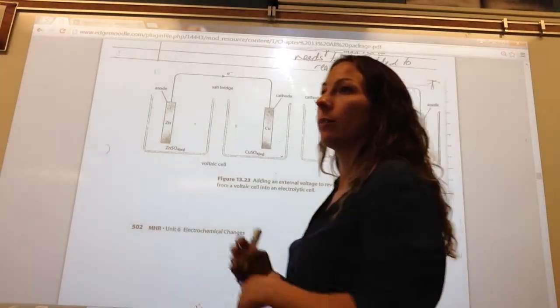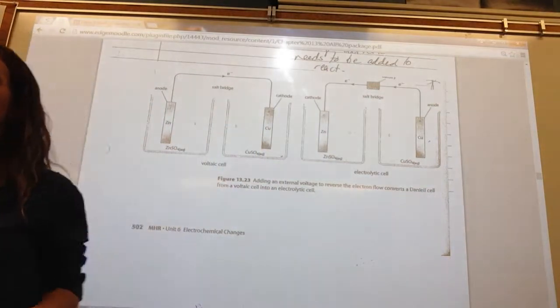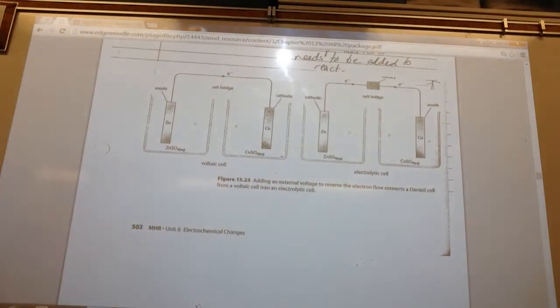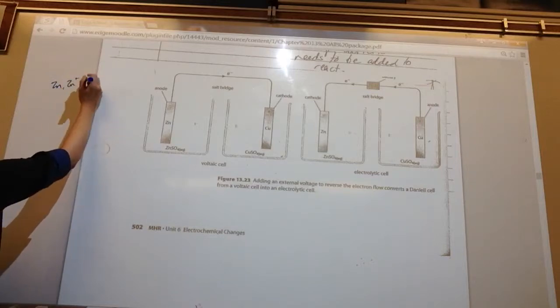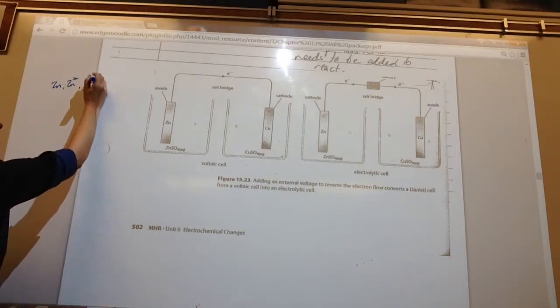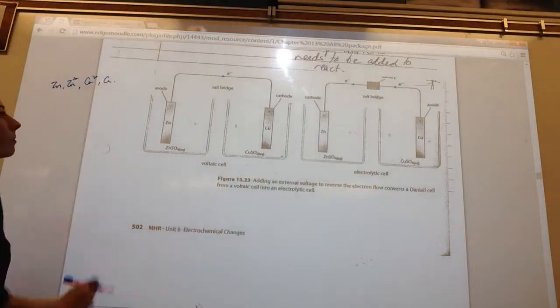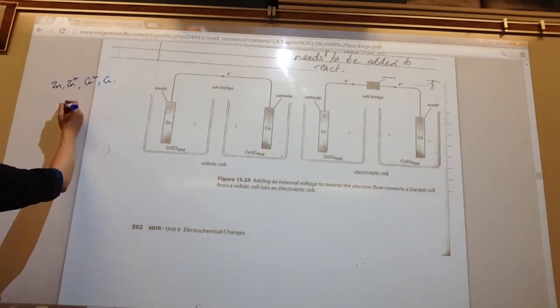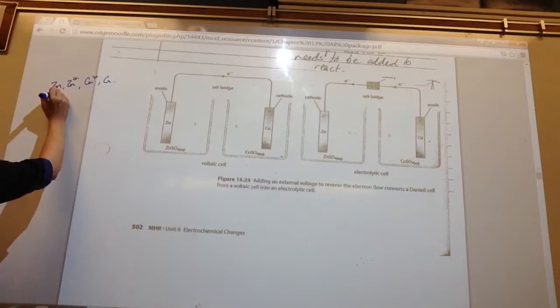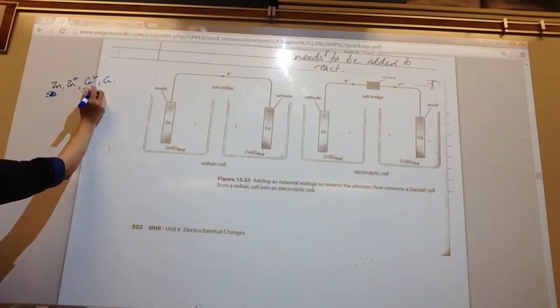Okay, so zinc copper cell here. What's the first thing we do? List our species. So I've got zinc and zinc ion, and I've got copper ion and copper. Because it's spontaneous, we're looking at our strongest and strongest, and so I find that my zinc is my strongest reducing agent, and my copper ion is my strongest oxidizing agent.